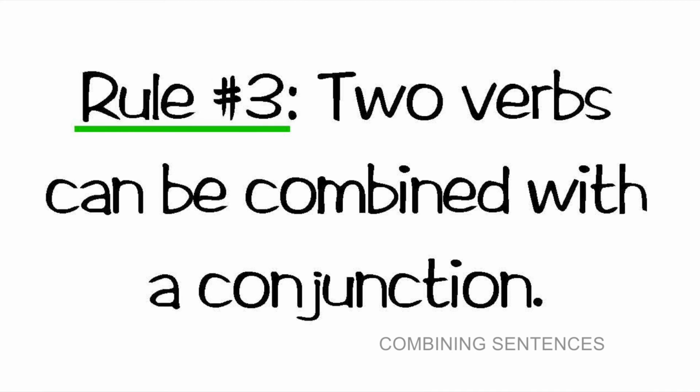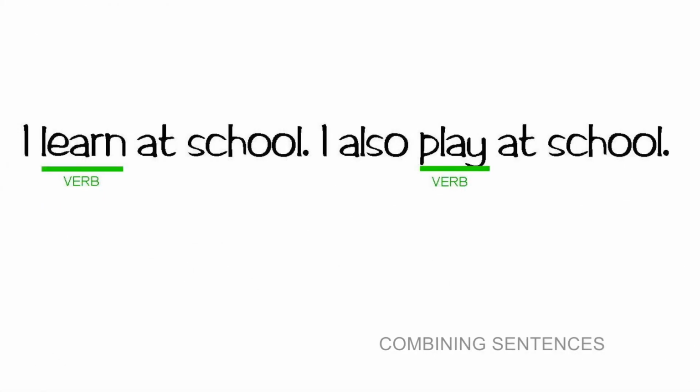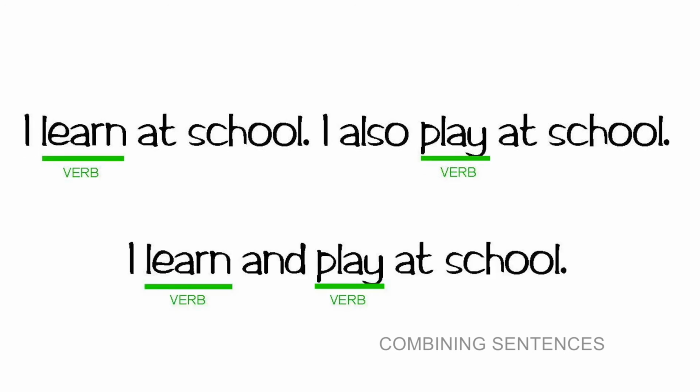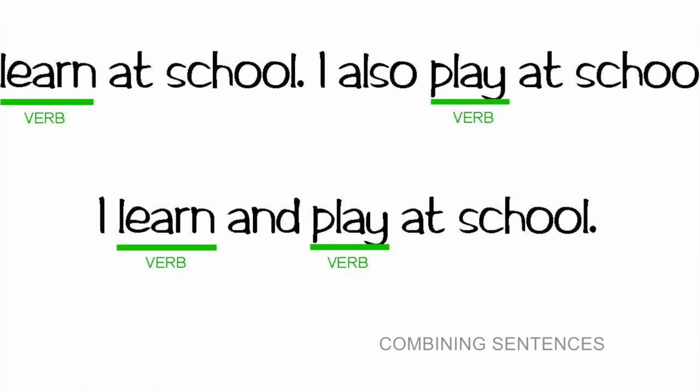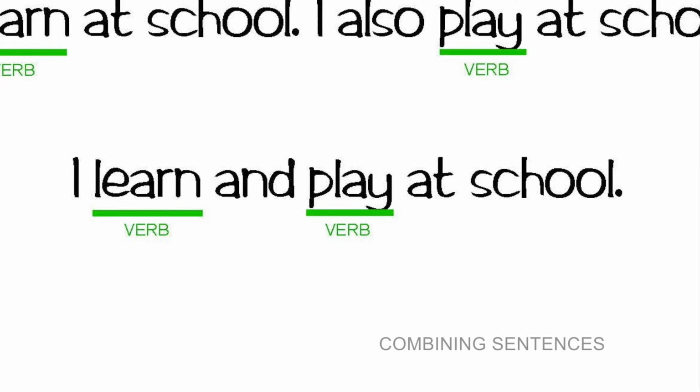And lastly, we have rule number 3. Two verbs can be combined with a conjunction. Here's an example. I learn at school. I also play at school. Learn and play are both verbs, so we can combine those using a conjunction and say, I learn and play at school.